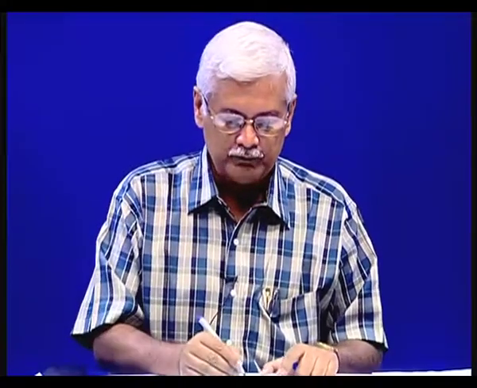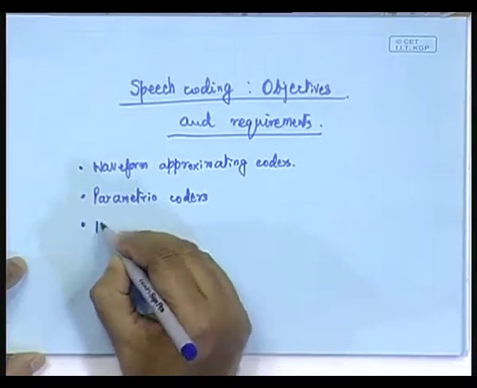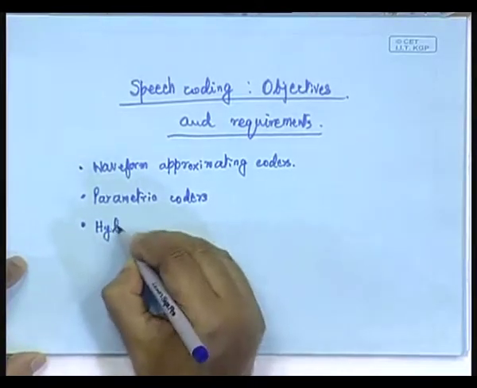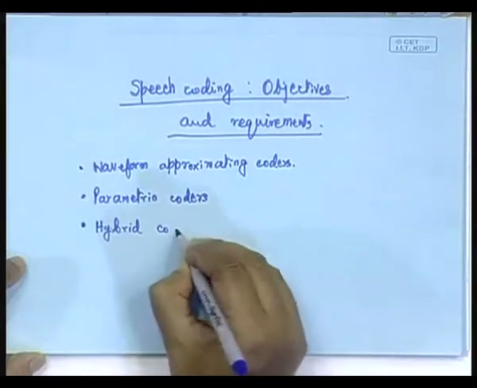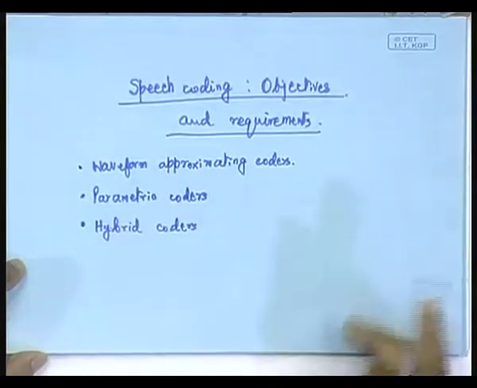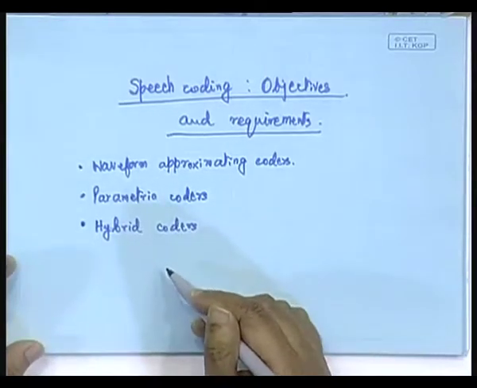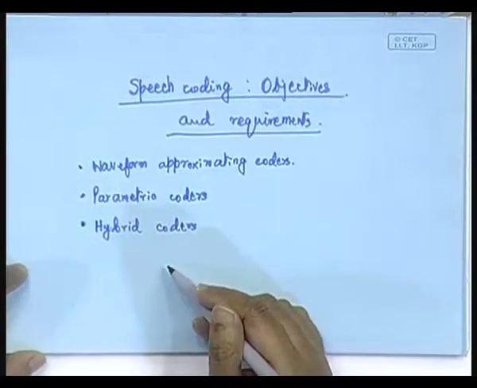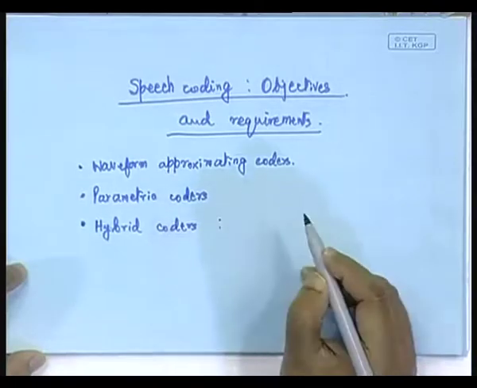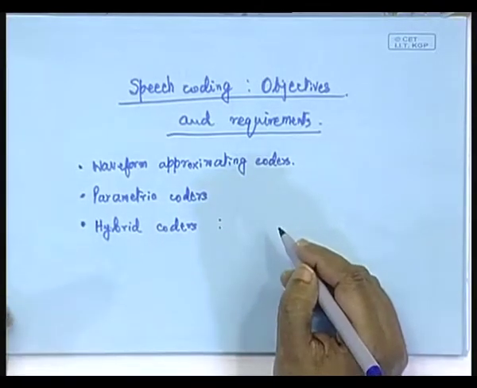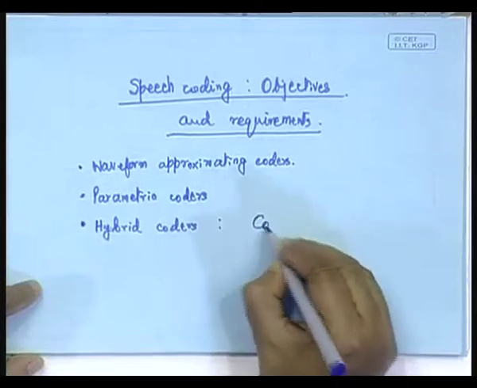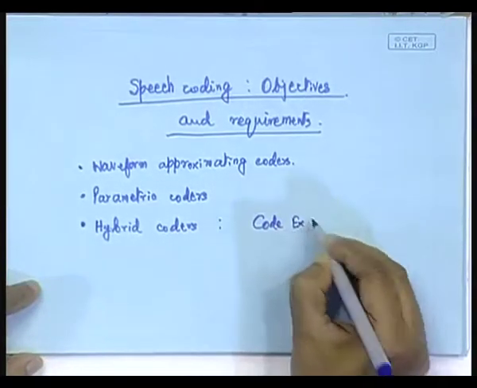Now, there is also a third class which we sometimes talk about, and that is called hybrid coders. In fact, hybrid coders try to take advantage of both these methods, that is waveform coding as well as parametric coding. And a very popular example of hybrid coders is what is called code excited linear prediction.